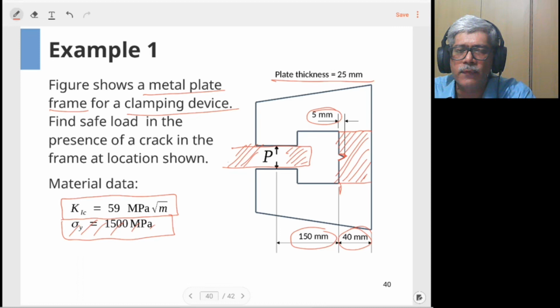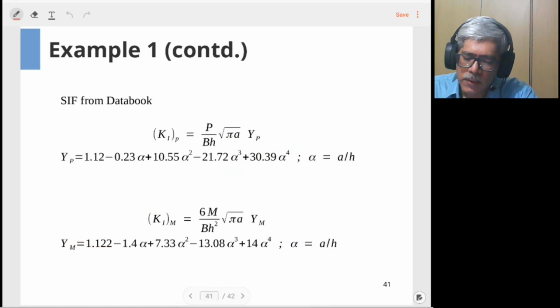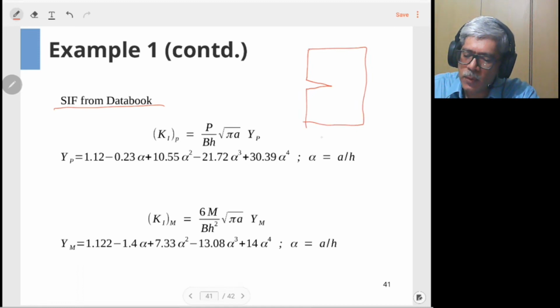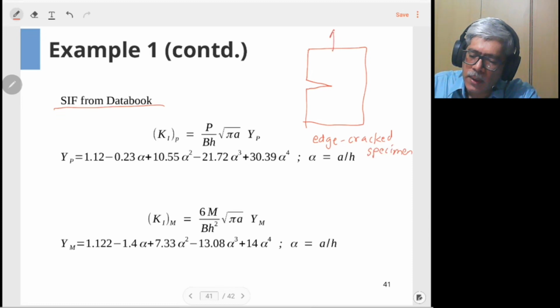For solving this problem, we require the stress intensity factor. The stress intensity factor values are given in design handbooks, and they are given in the next slide. From the data book, one would obtain the values for an edge crack specimen or plate, and the stress intensity factors are given in two cases.